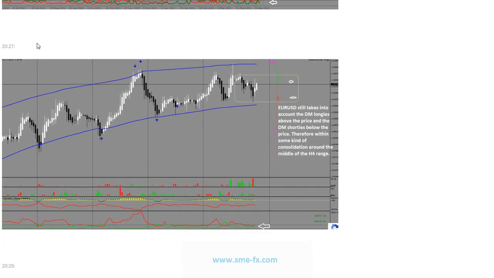And then in the evening at 8:27, you see, it came down, then pulled back up towards the middle of the range, and got stuck between longies and shorties. Euro dollar still takes into account the dummy longies above the price, these ones here, and the dummy shorties below the price, these ones here, therefore within some kind of consolidation around the middle of the 4-hour range, okay? There's no need to go up and let those longies win, there's no need to go down and let those shorties win. So the market is a bit stuck in there, okay?